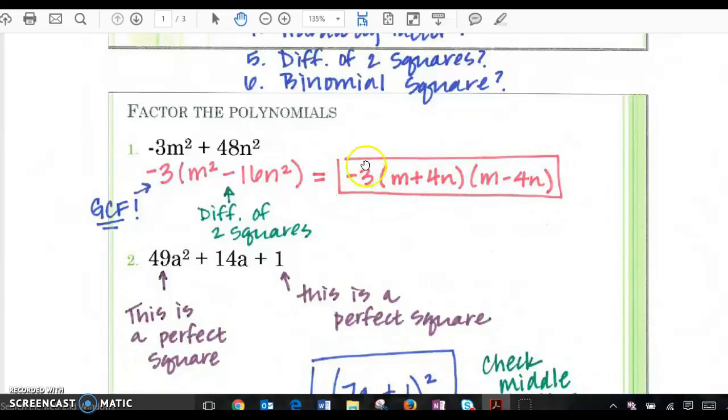Don't forget the -3 stays out in front. It is important to keep that out. We pulled it out for a GCF.